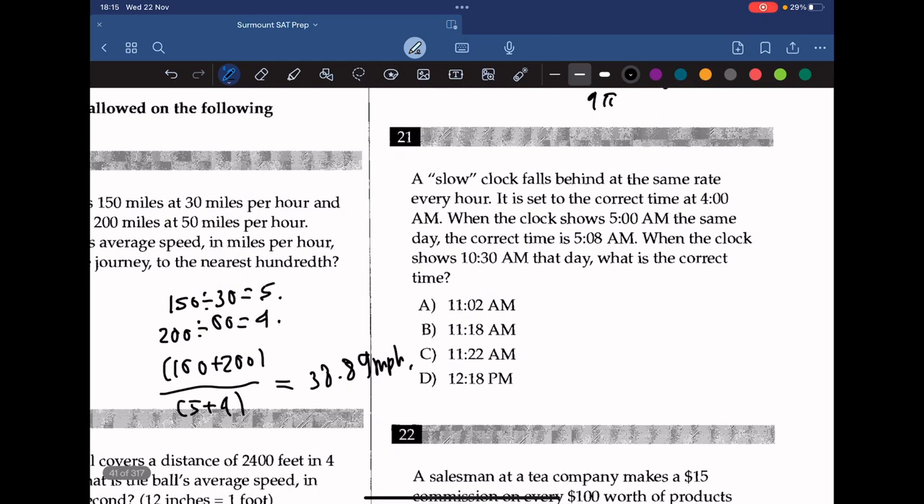Okay. So the clock falls behind, we can see, by 8 minutes every hour, right? So there are 6.5 hours between 4 and 10:30 a.m. So the clock falls behind by 8 times 6.5, which is 52 minutes. So the correct time is 52 minutes past 10:30, which should be 11:22.